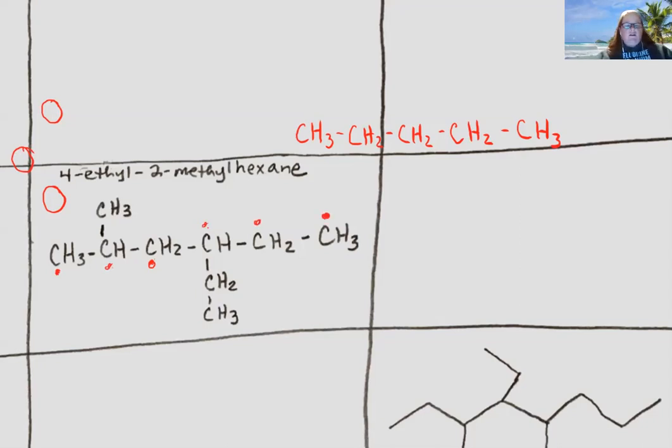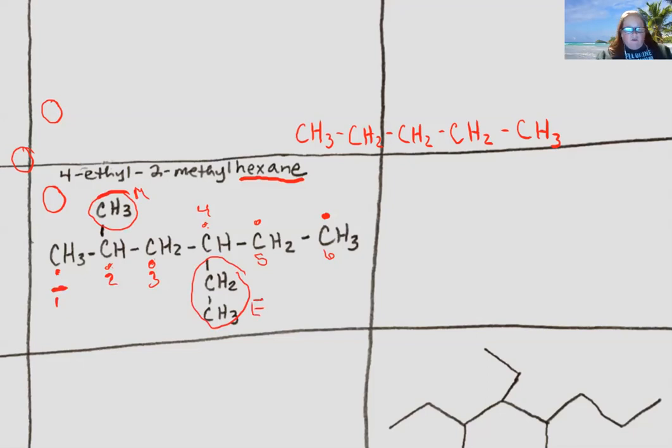And we start counting on the end that has the closest branch to it, which is this end right here. So this is my number 1 carbon. This is my number 2 carbon. This is 3. This is 4. We have 5, and then we have 6. So the root of this, or the end of this name, is hexane because it's 6 carbons in a row. On my number 2 carbon, I have a branch which has 1 carbon, and that is a methyl group. And on my 4th carbon, I have a branch, and it has 2 carbons, which makes that an ethyl group.